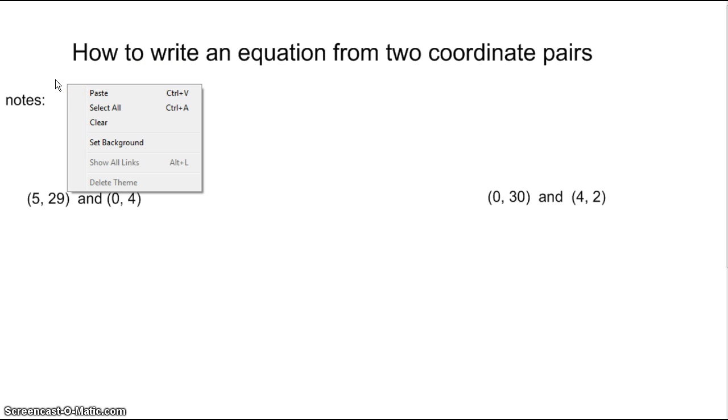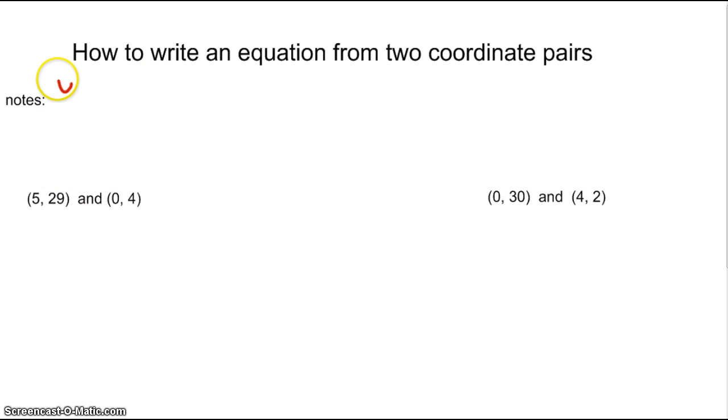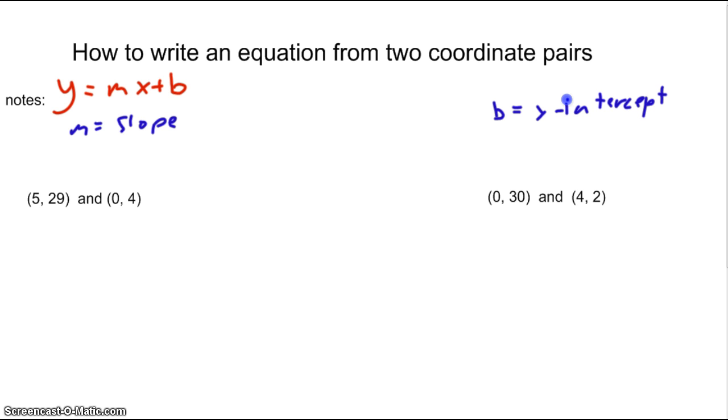First thing you have to remember is that linear equations are always going to be in y equals mx plus b form. m is going to be the slope and b is going to be the y-intercept. So eventually we need to replace m and b.